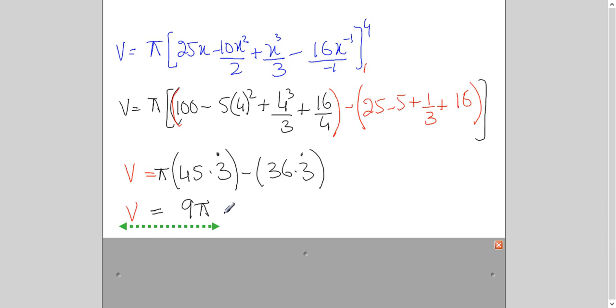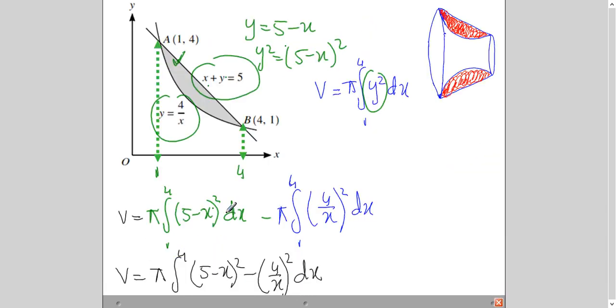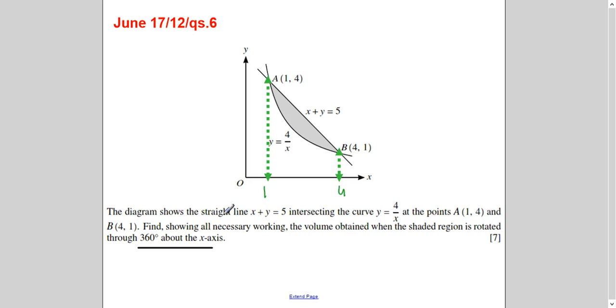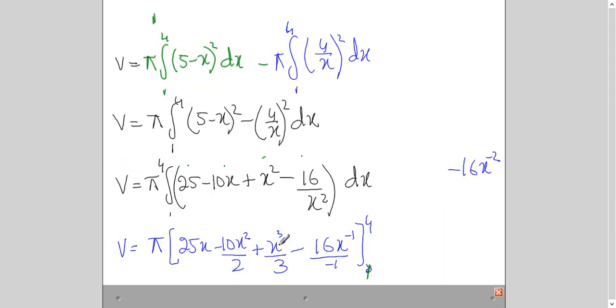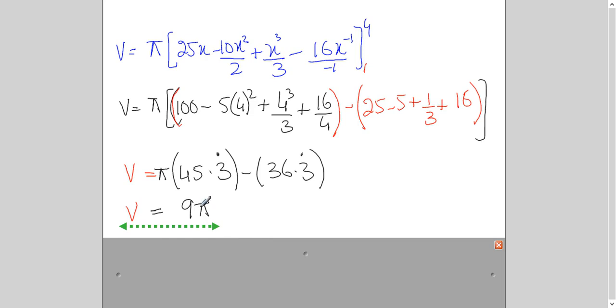If you read the question very carefully, very explicitly, it says showing all the necessary working, the volume obtained. Okay, the word exact is not here, right? If the question says find the volume in the exact form, then you must write 9 pi. But if it is not mentioned, then you can substitute the value of pi here and write your answer to 3 significant figures, right?